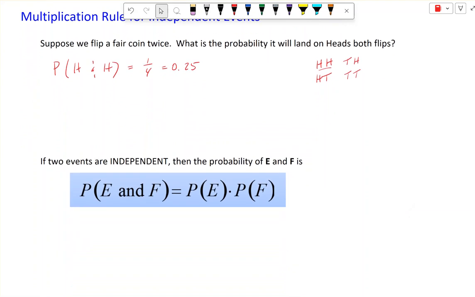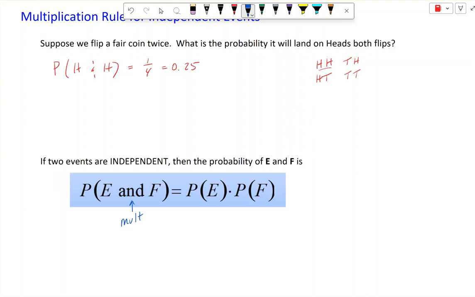Because of that, we can come up with this rule. When we have two events that are independent, the probability of E and F is the probability of event E times the probability of event F. Now, let's apply that to the example we were just looking at. First, notice that for the rule of multiplication, the key word we're identifying is "and." When I see "and," I know that I'm going to be multiplying my probabilities together.